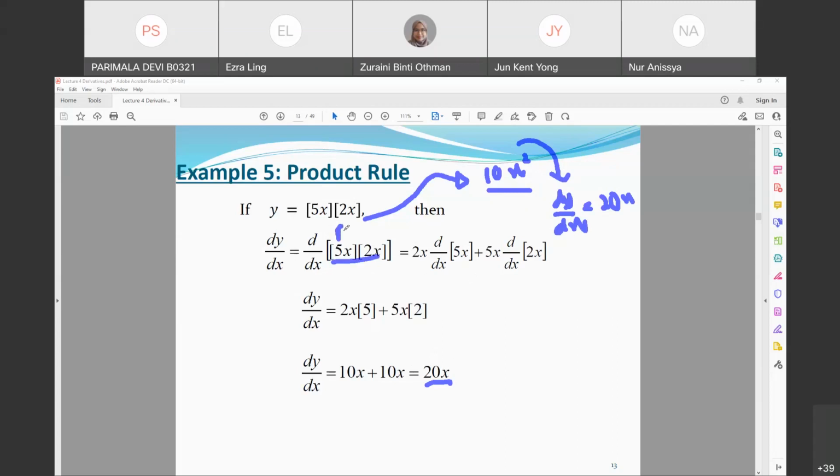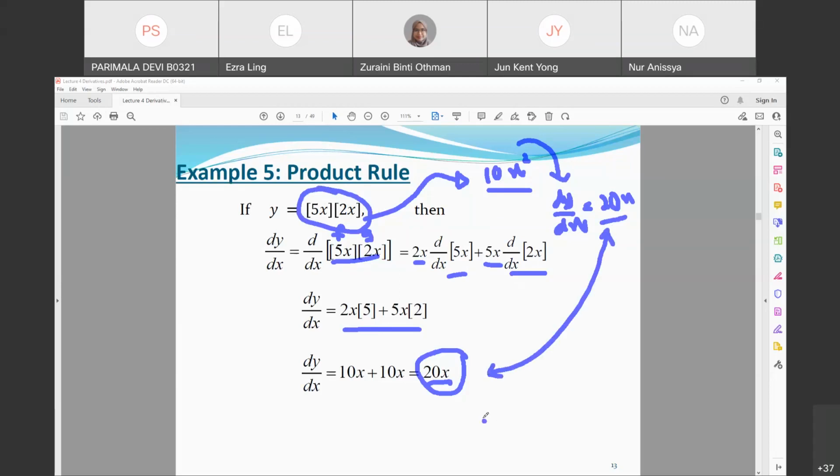Okay, for example, this is your f and this is your g. Dia tak kisah tukar terbalik ke apa ke. Okay, then here we know that we put g and we differentiate f and we take f, we differentiate g in product rule. Then we solve it, we get this final answer. Actually, if you multiply it first, then you get also the same answer for this. Then we go next.